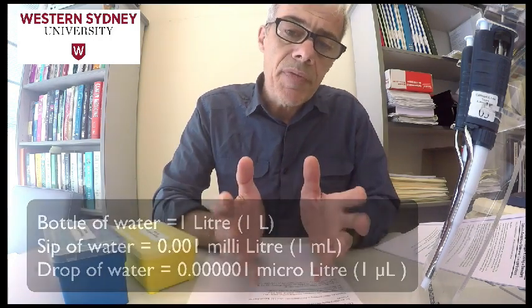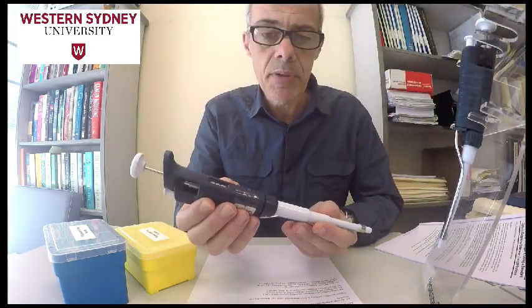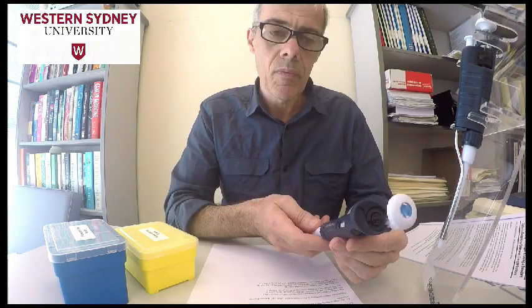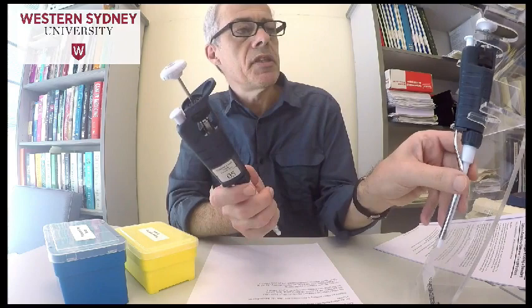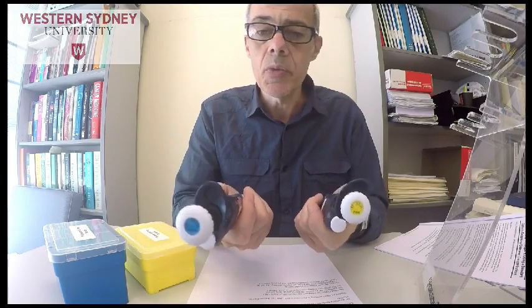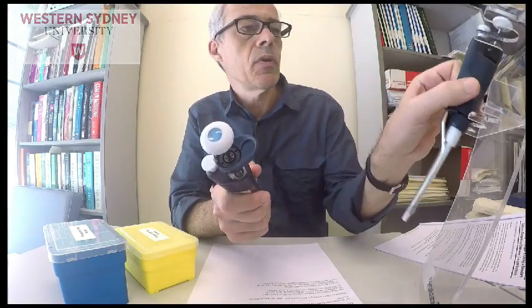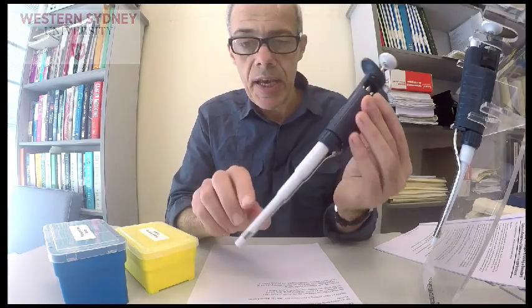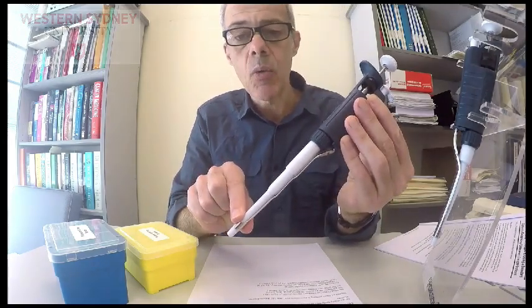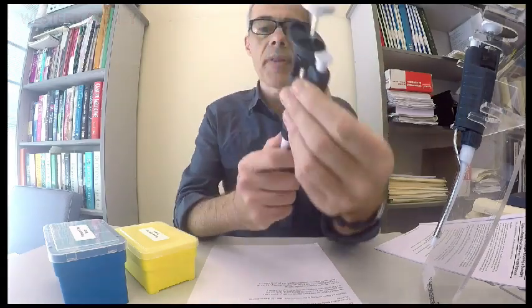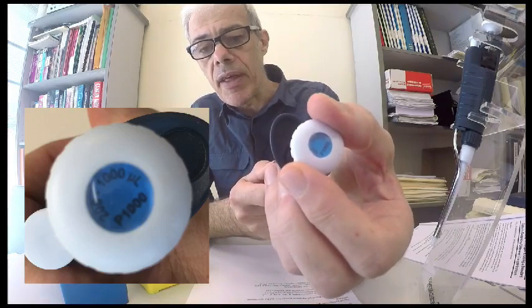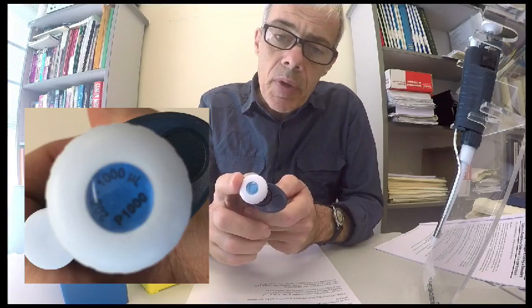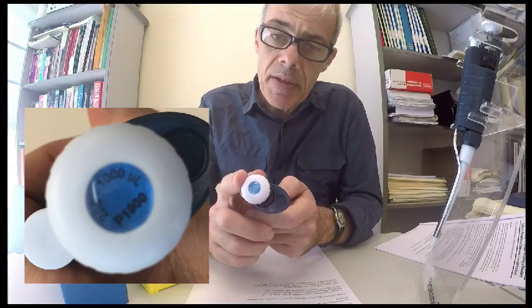So this is a brief guide to using the micropipettes. And these here are some examples of micropipettes. So the first decision you need to make is which pipette is the correct one for the volume which you want to dispense. Now, if you look at one of these pipettes here, this is a P1000, a pipette 1000. And I call it a P1000 because on the little cap here, it says P1000. That refers to the maximum volume that you can dispense with this pipette.